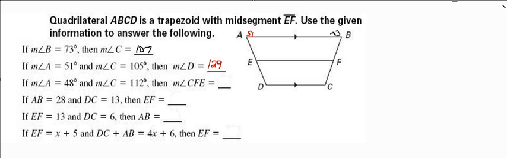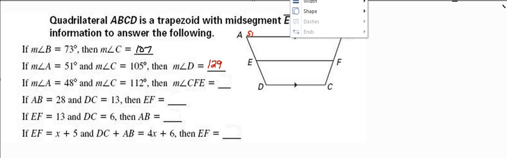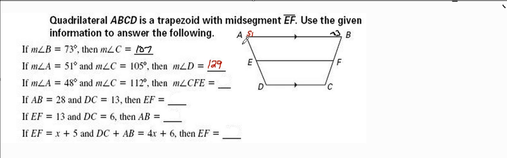Now we're going to ask another question here. Let's say that the measure of angle A is 48. Put a little 48 there to set that up. C is 112, right down here. Then what's the measure of CFE? Now this midsegment here is parallel. So that means this unknown angle right here, CFE, is supplementary with 112. 180 minus 112 gives us 68.